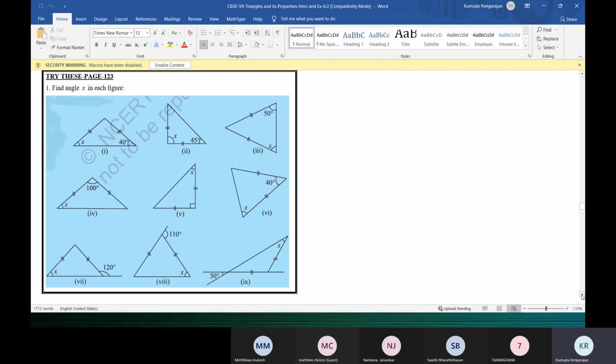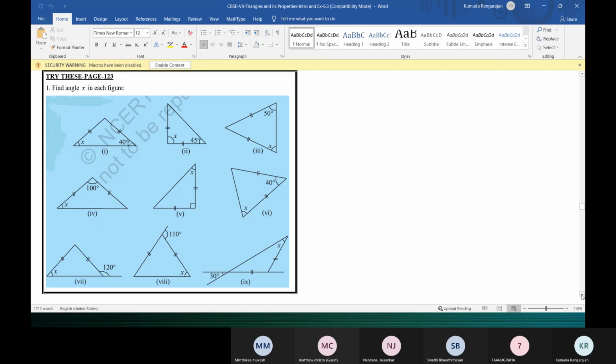In figure 1, children, what's the value of x? Forty degrees, ma'am. Why? What's the property? Ma'am, because you have said that if any two sides of a triangle are equal, their opposite angles will also be equal, ma'am. Okay, I did not mention the property. That's called the isosceles triangle property.